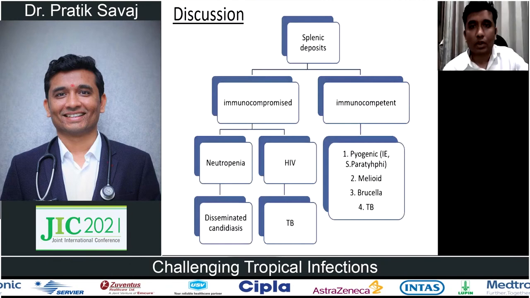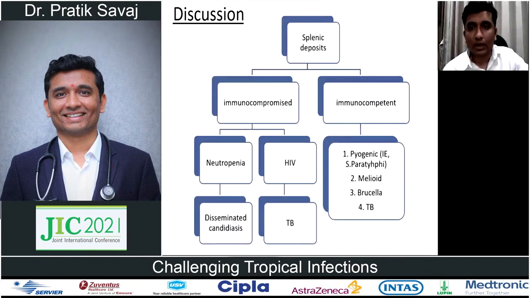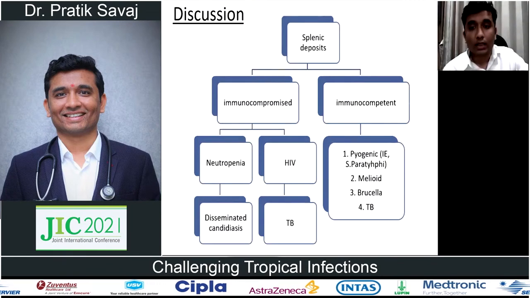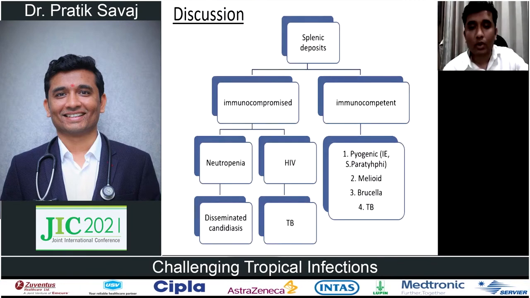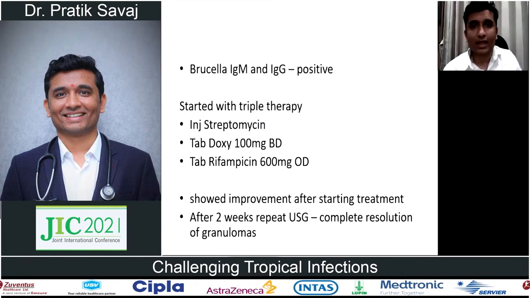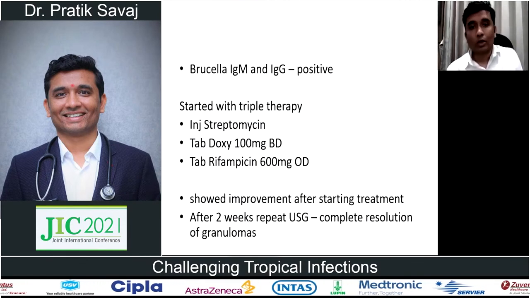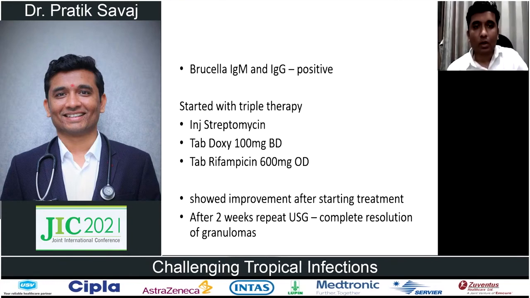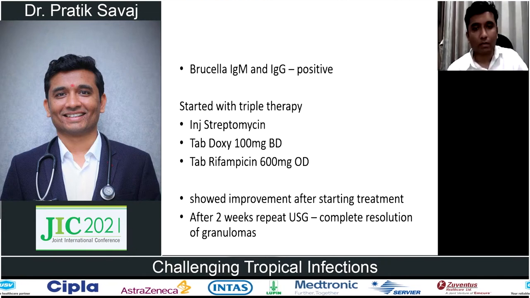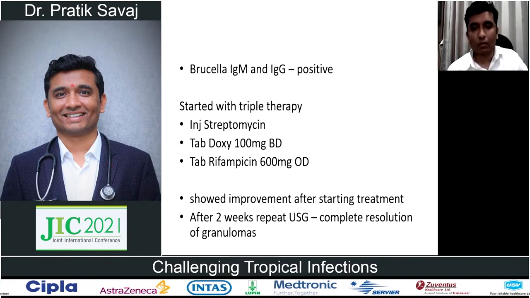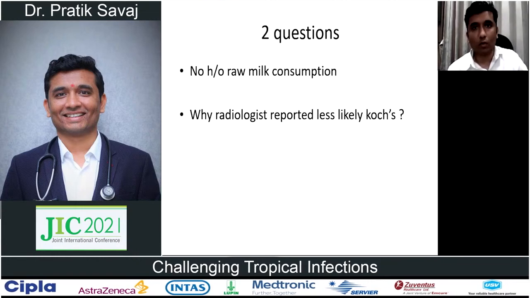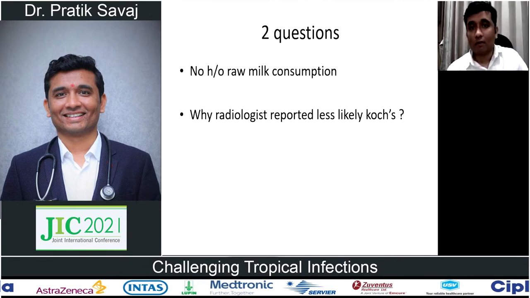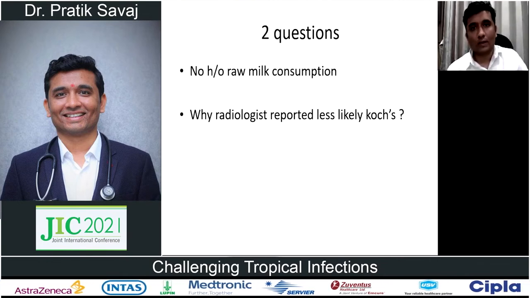So, this is how we approach these deposits. As our patient is immunocompetent, he had a differential like infective endocarditis, salmonella paratyphoid, melioidosis, brucella. Brucella IgG and IgM came positive, although there was no history of incarceration or consumption. Streptomycin and doxycycline were started. He was completely fine by 2 weeks, and his imaging showed complete resolution.